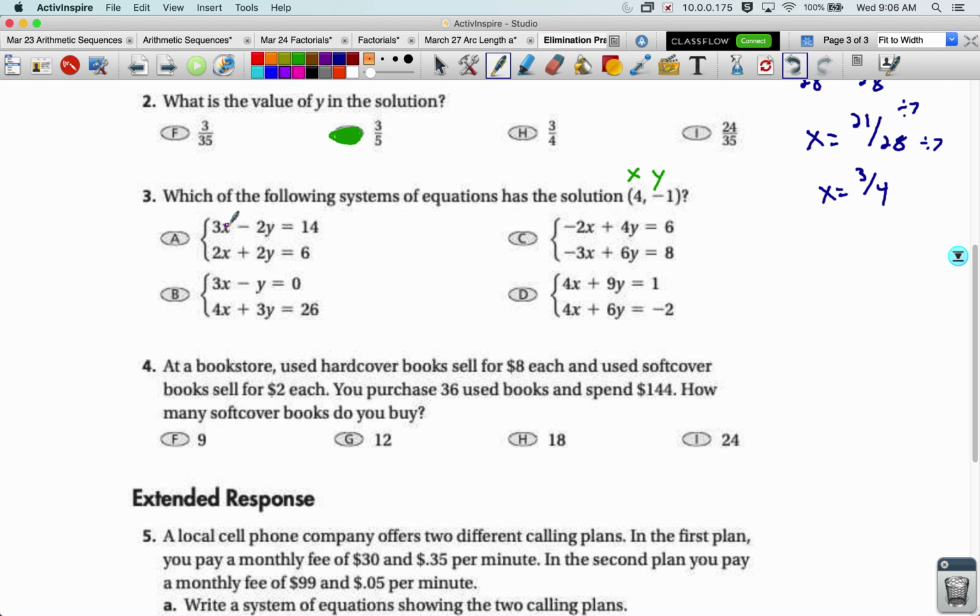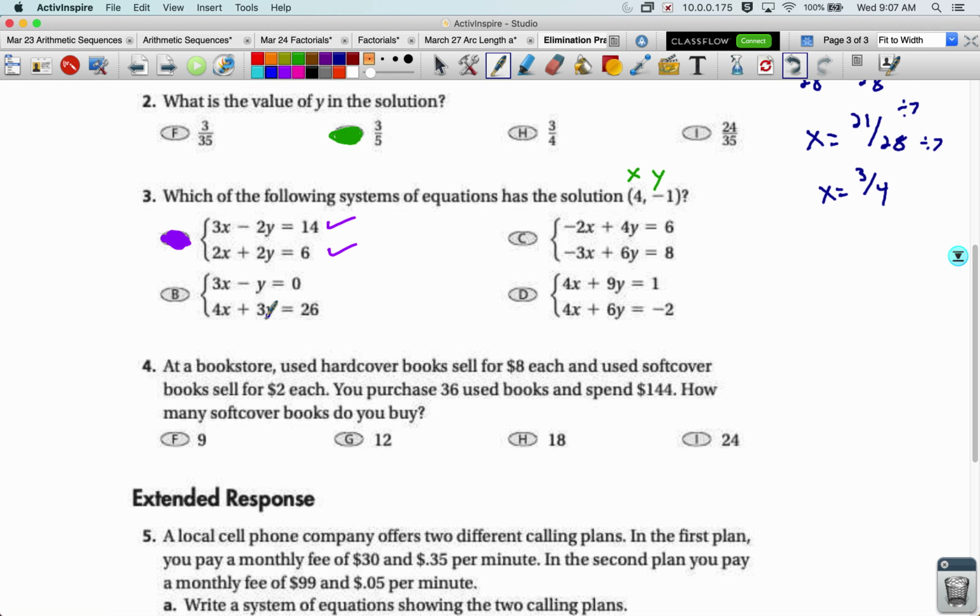So 3 times 4 is 12, minus 2 times negative 1, that's going to become a plus 2. So 12 plus 2 equals 14. That one checks out. 2 times 4 becomes an 8. 2 times a negative 1 is a negative 2. 8 minus 2 is 6, so these both check out, and A is our answer. I actually didn't know that A was going to be our answer. I just picked it at random, but we got lucky right off the bat.